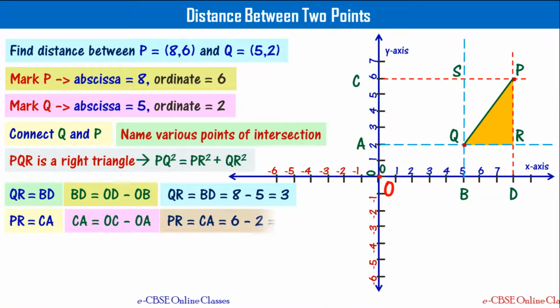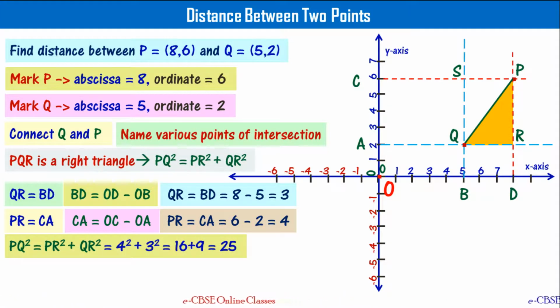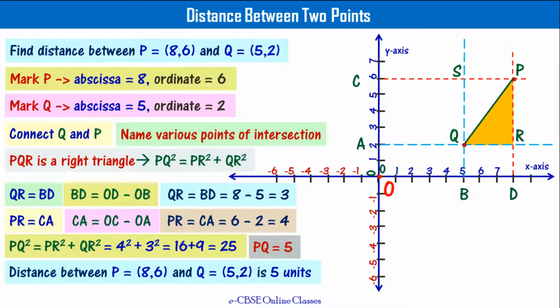It means that PR equal to CA equal to 6 minus 2, that is equal to 4 units. Let's substitute QR equal to 3 and PR equal to 4 into Pythagoras theorem to get PQ square equal to 4 square plus 3 square, that is equal to 25. Simplify it to get PQ equal to 5 units. It means that the distance between P, that is (8, 6), and point Q, that is (5, 2), is 5 units, right?